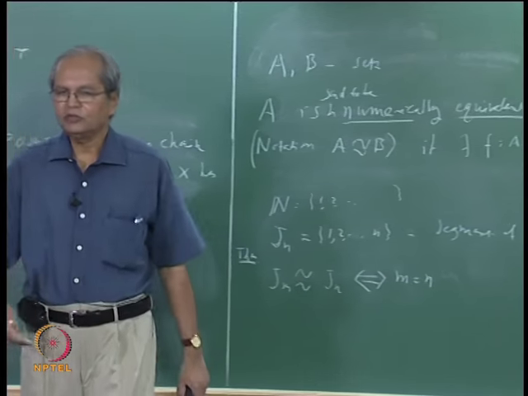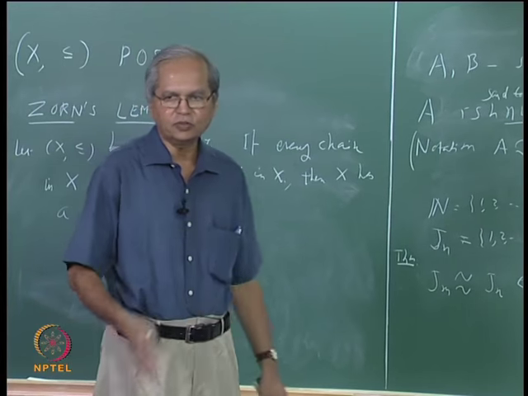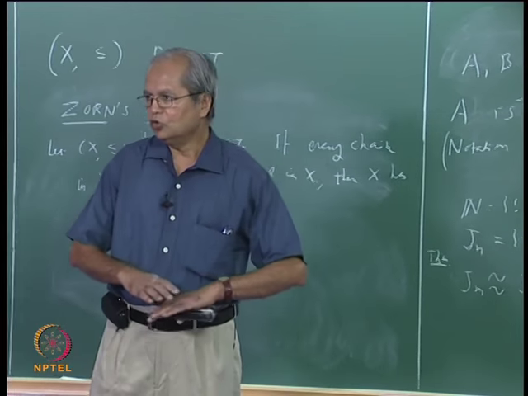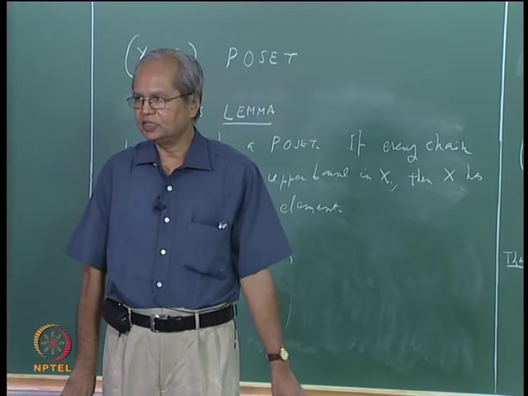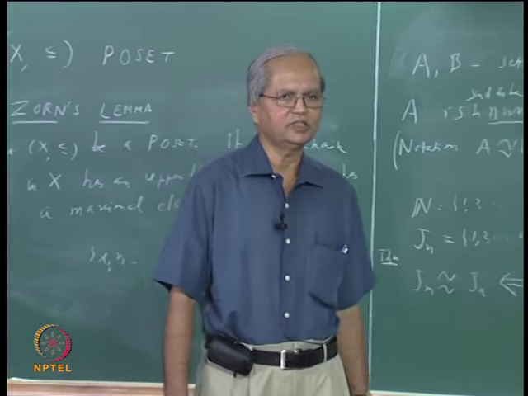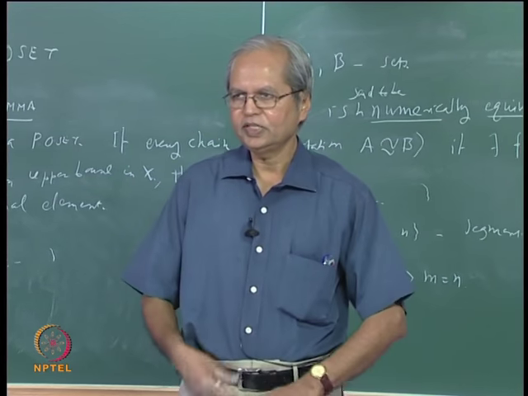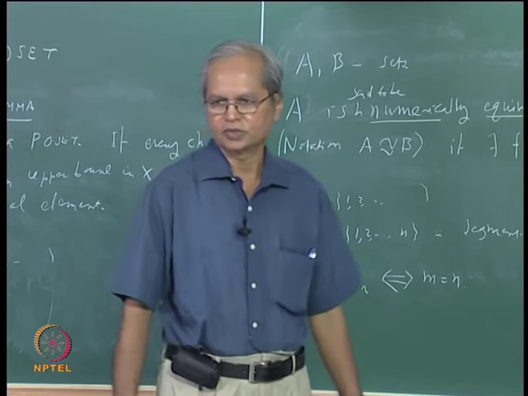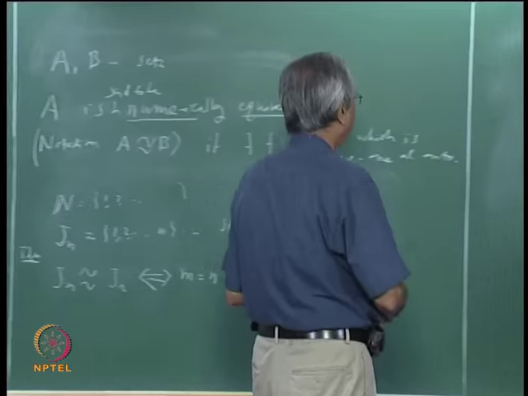Or another way of showing the same thing is that if m is different from n, then there can be no bijection between Jm and Jn. That is a little easier to show, but that will also take some time, but I suggest that you try to do it on your own. If there is any difficulty, then we shall discuss that in the class.